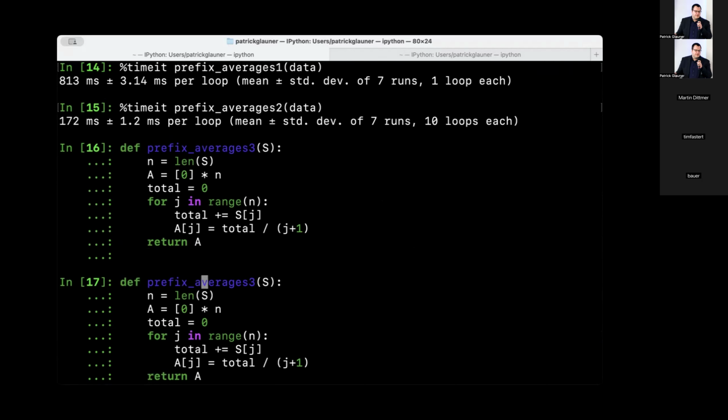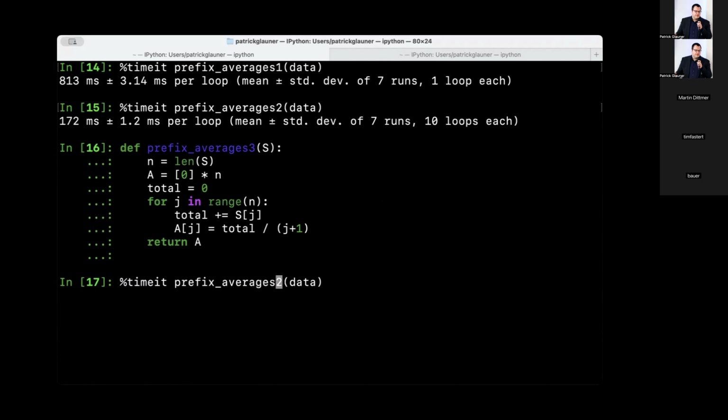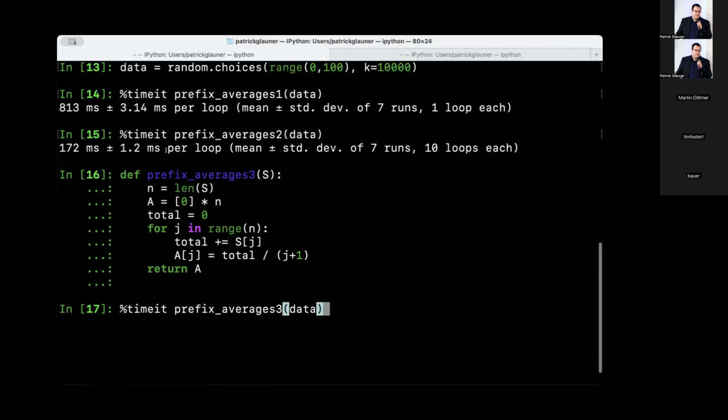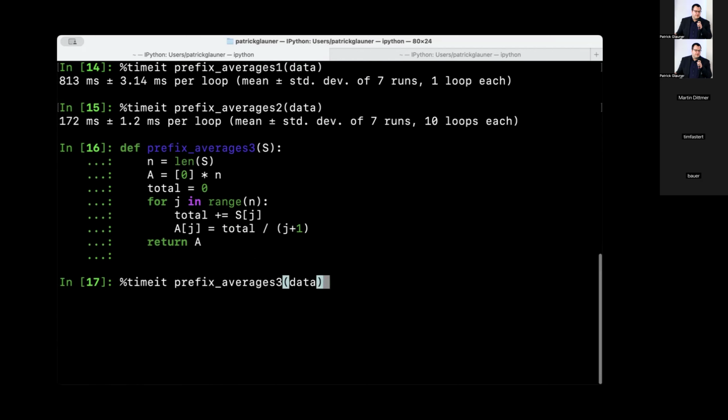And we will run it now. Actually, how long do you think it will take to run this? Any guesses? We've seen before, with these 10,000 random values, our n squared algorithm took 813 milliseconds, and the optimized one 172 milliseconds. How long do you think prefix averages 3 will take? How many milliseconds on average? You can guess some numbers here in the chat. One person says under 50 milliseconds.